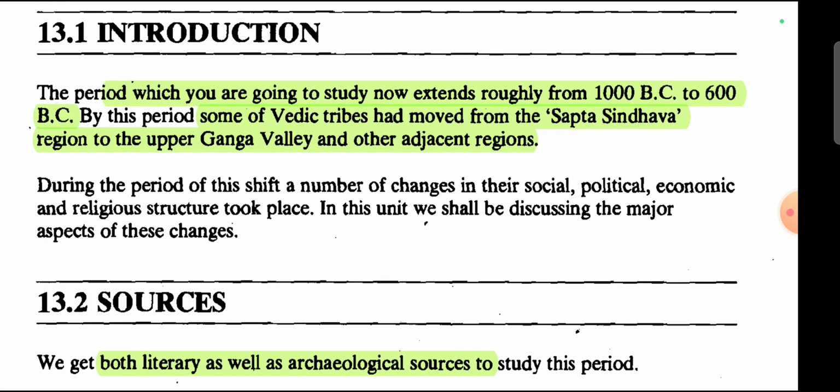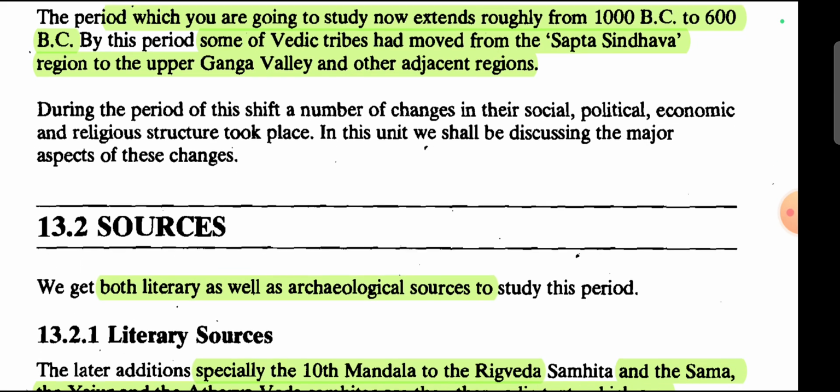Introduction. The period which you are going to study now extends roughly from 1000 BC to 600 BC. By this period, some of the Vedic tribes had moved from the Saptasindhu region to the upper Ganga valley and other adjacent regions. During the period of this shift, a number of changes in their social, political, economic and religious structures took place. In this unit, we shall be discussing the major aspects of these changes.